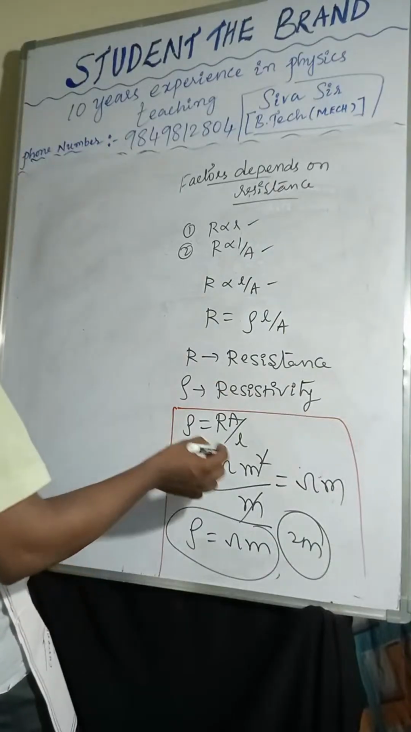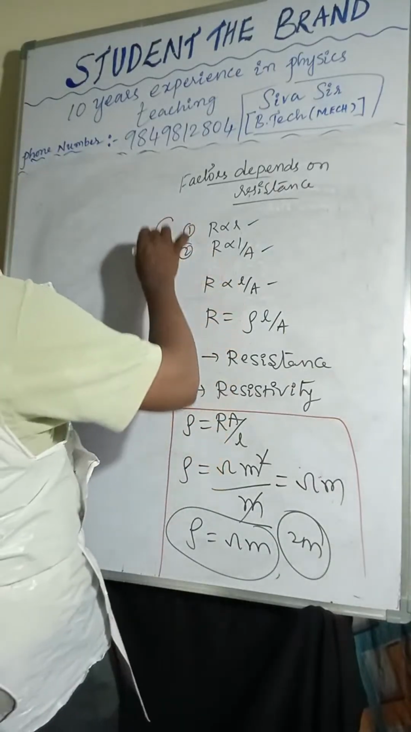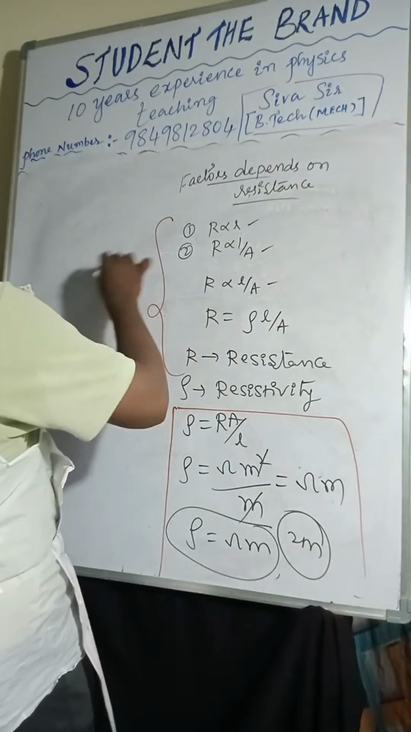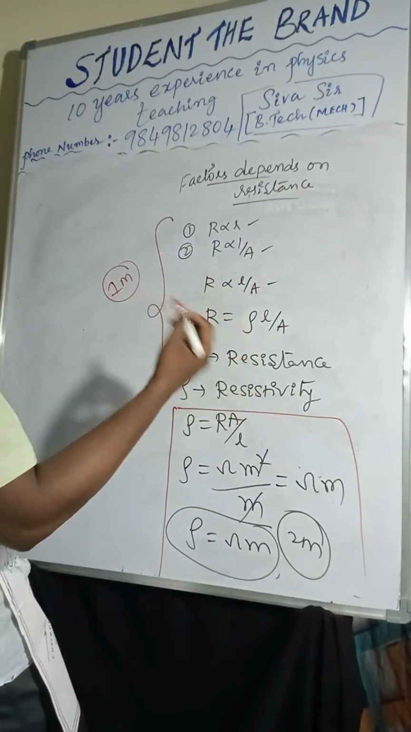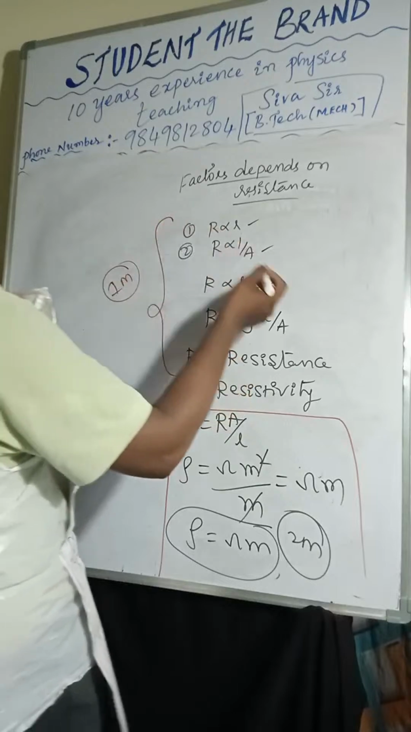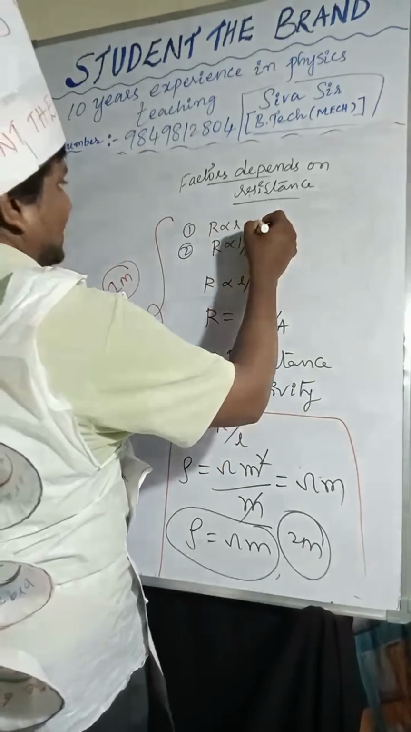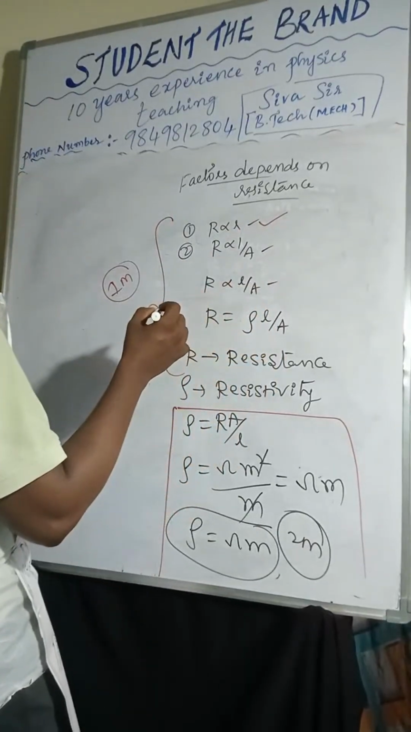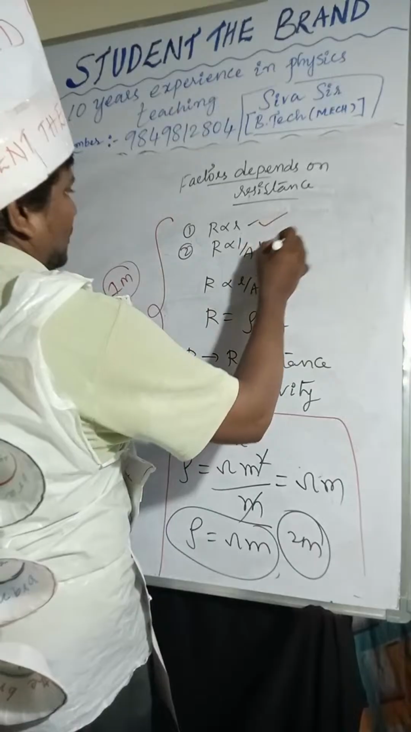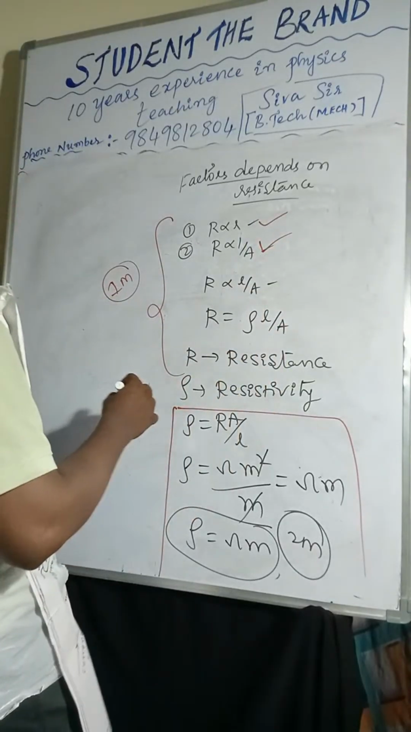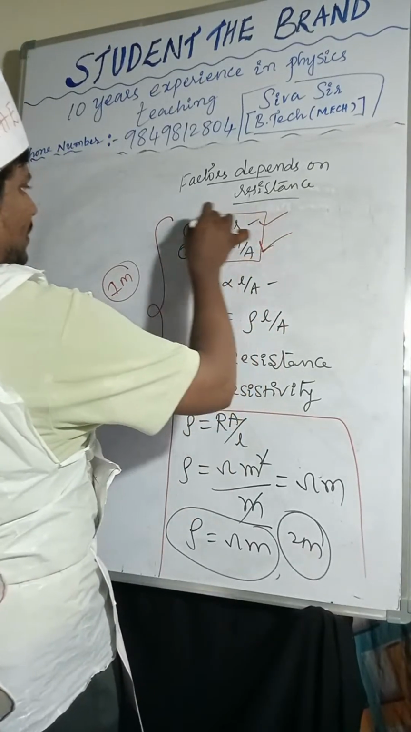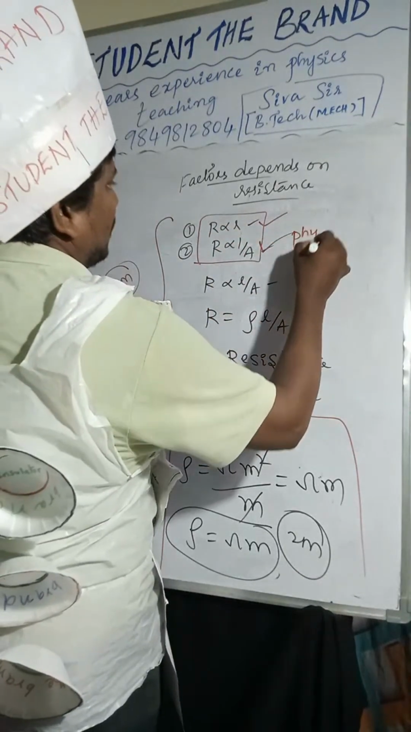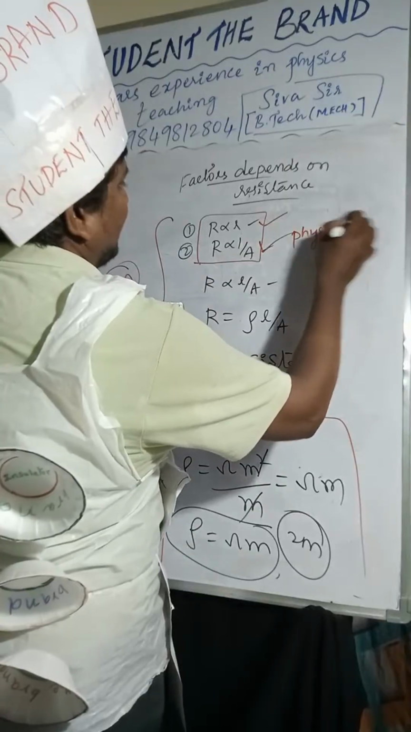The 1 mark question is also very important. They will ask for these factors: resistance depends on length and area, and whether it is directly or inversely proportional. Resistance is directly proportional to the length of the conductor. Resistance is inversely proportional to the area of the conductor. These 2 points are very, very important. These are also called physical dimensions, length and area.